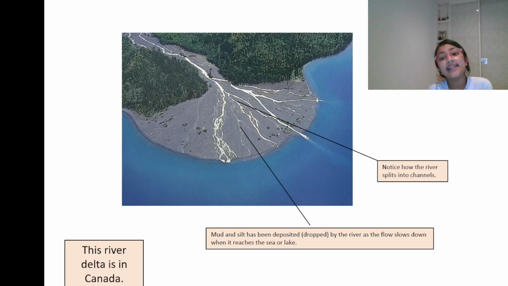This river delta is in Canada. Notice how the channel splits. The river splits into channels. So it meanders and meanders until it reaches the main source. Mud and silt has been deposited, that means dropped, by the river as the flow slows down when it reaches the sea or lake.